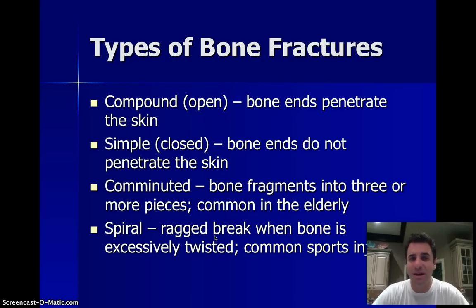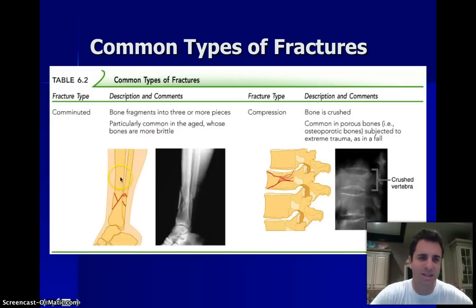So you could have a compound fracture where the bone ends penetrate the skin. Okay, this is also called open, and you see the bone sticking out. I hope you never see the bone sticking out. A closed fracture, or simple, is they don't penetrate the skin. Comminuted is it breaks into multiple pieces. Often for this you might need surgery to input pins to hold those bones together. And then spiral is a twisting type of break, which is more common in sports type injuries, where the bone actually twists and breaks.